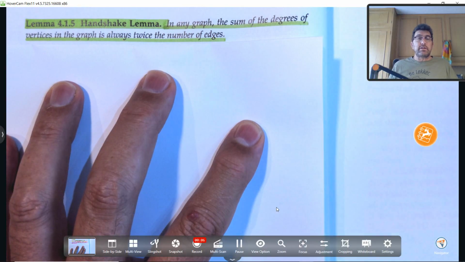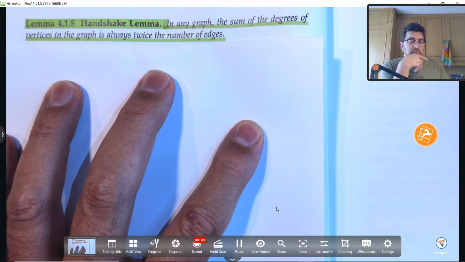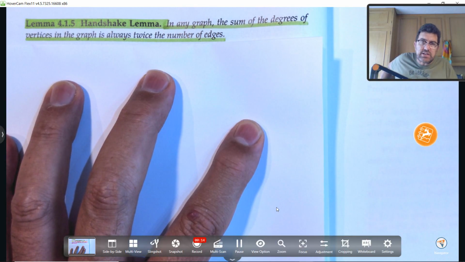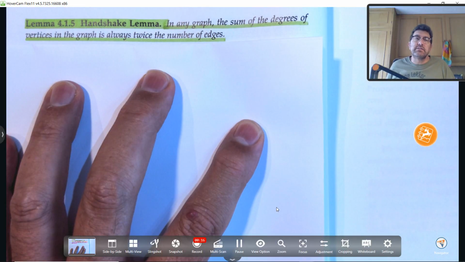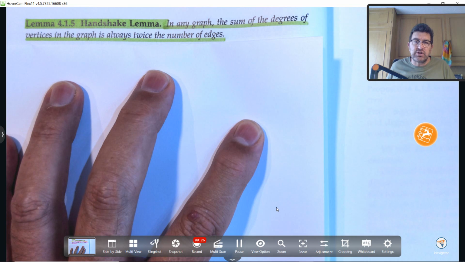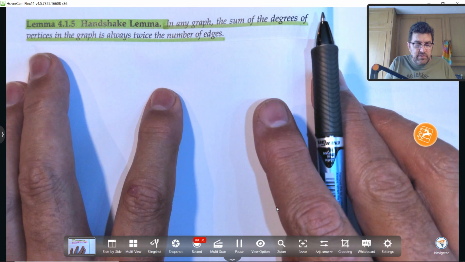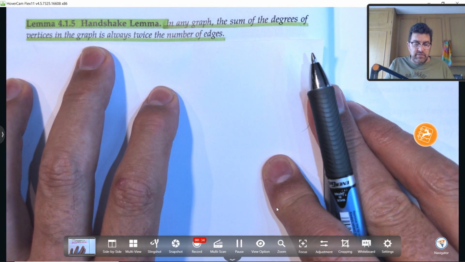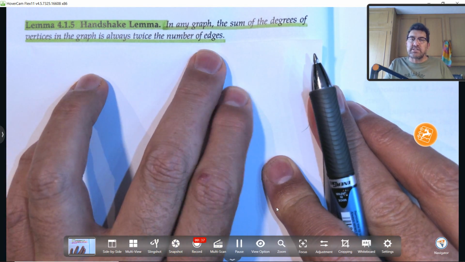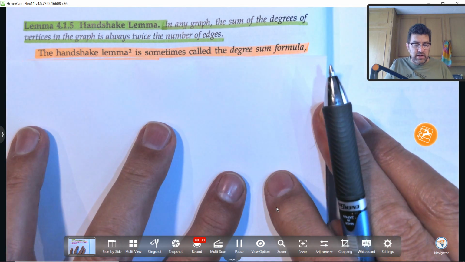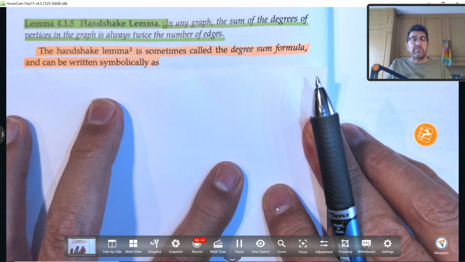Okay folks, we are going to look at our next section. We're on page 240 of your book, and we're looking at the handshake lemma. What does it say? It says, in any graph, the sum of the degrees of the vertices in the graph is always twice the number of edges. So, well, that's what we just saw. The sum of the degrees of the vertices in a graph is twice the number of edges. So we add the degrees together and we get twice the number of edges.